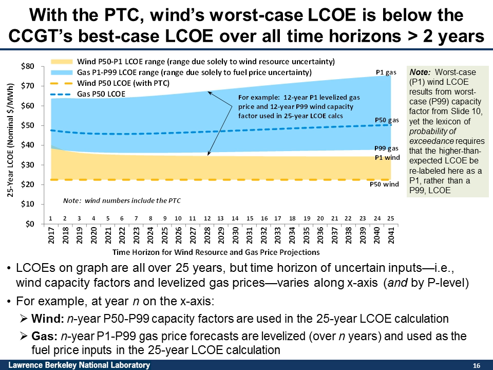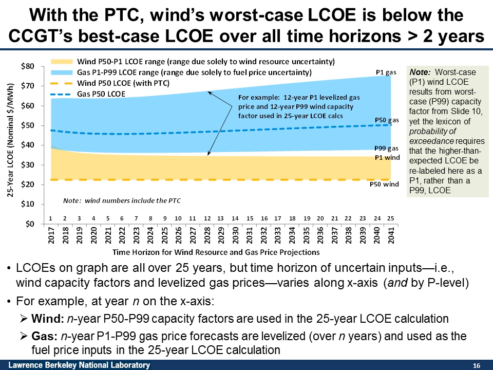So for example, at year 12 along the x-axis, 12-year wind capacity factors and 12-year levelized gas prices at different P levels are plugged into the 25-year LCOE calculation. Hopefully that all makes sense. If not, maybe pause the video, think about it a little, perhaps rewind if needed, or even check out the report, which hopefully is a little more clear.